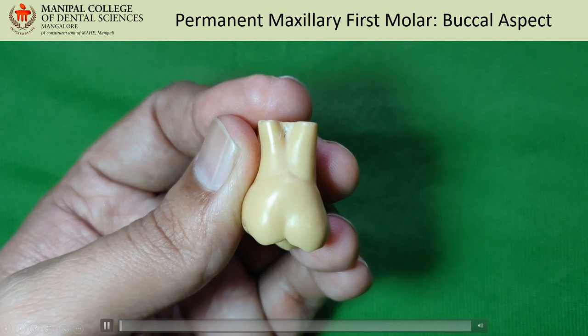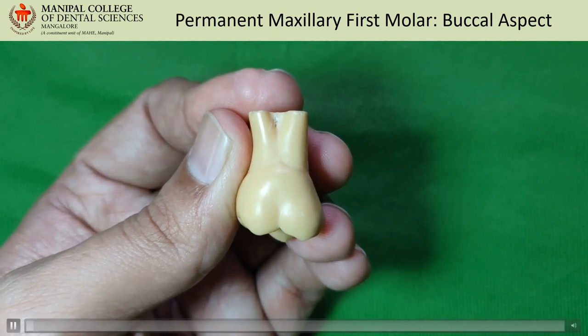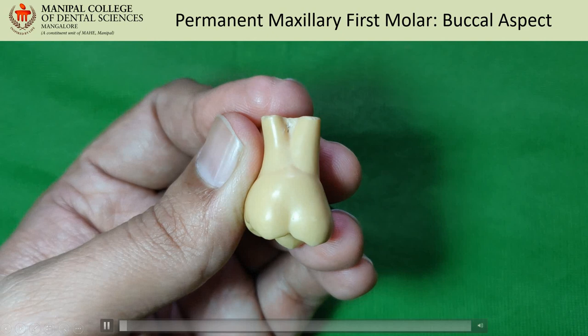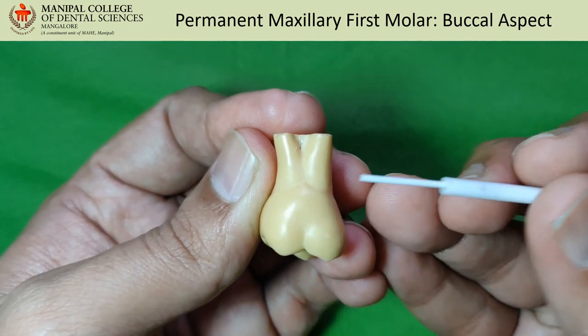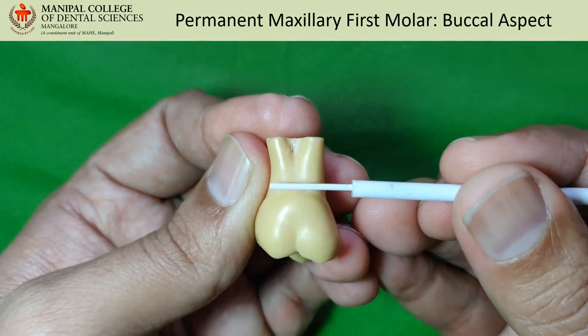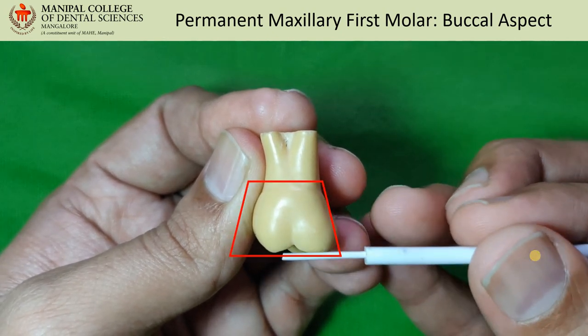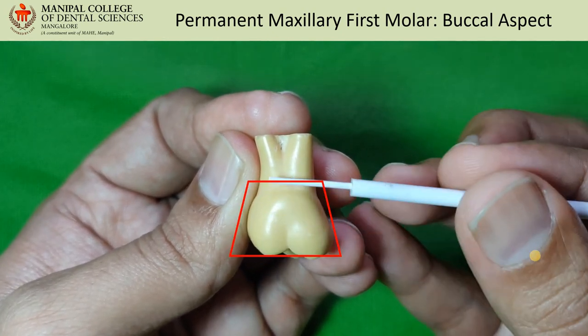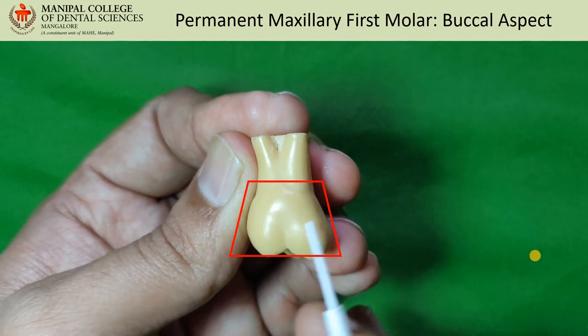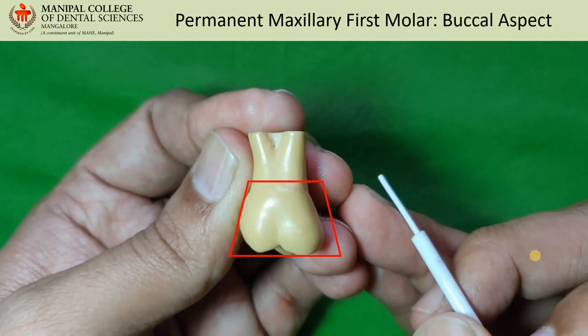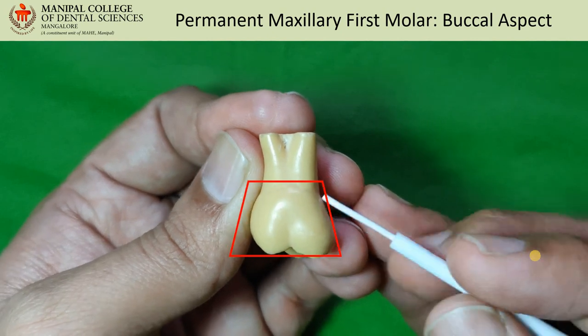In this video, we will be describing the buccal aspect of permanent maxillary first molar. The permanent maxillary first molar is roughly trapezoidal with the cervical and the occlusal surface representing the parallel lines and the mesial and the distal outlines representing the non-parallel lines of the trapezoid.